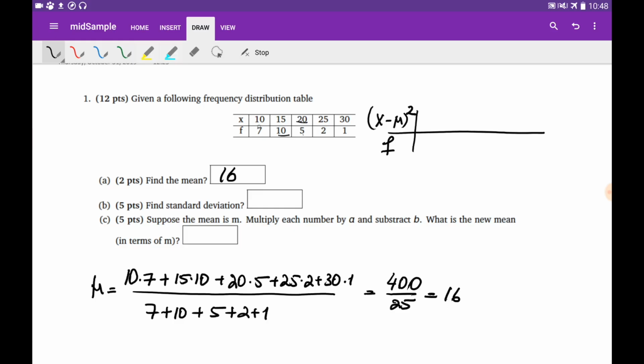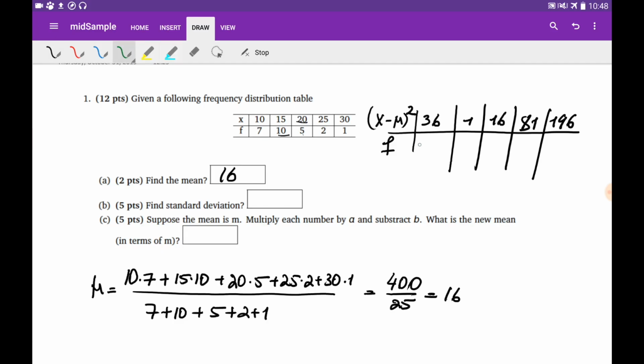So if I subtract the 16 from the 10, which is minus 6, if I square this, it's going to be 36. So 15 minus 16 is minus 1, and the square is 1. 20 minus 16 is 4, and the square is 16. 25 minus 16 is 9, and its square is 81. And 30 minus 16 is 14, and the square is 196.